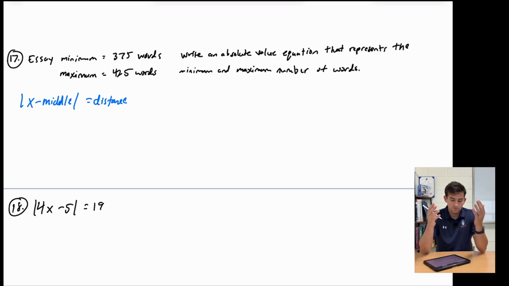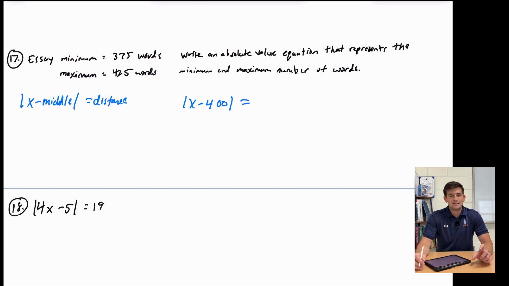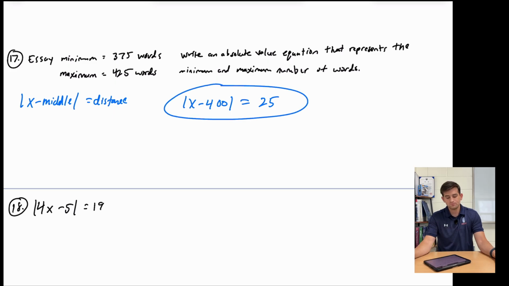Well, 375 and 425, if we add those together, that's going to be 800, right? So 400 would be the middle. So now we can say x minus 400. And now the distance, what I mean by distance is how far are 375 and 425 from 400? Well, that's 25, right? That would be the distance. So that would be our equation.